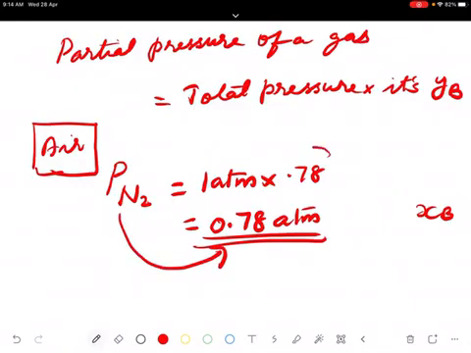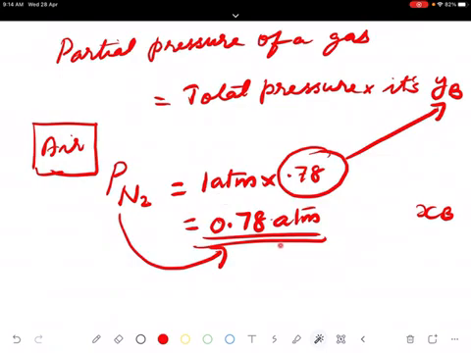0.78 atm is the partial pressure of nitrogen. What is the mole fraction of nitrogen? That is 0.78, that is this YB. So you see, in air at sea level, this 0.78 is the same, but the units are different. Sea level air, 1 atm is the total pressure. Its mole fraction is 0.78, so 0.78 atm is the partial pressure of nitrogen.